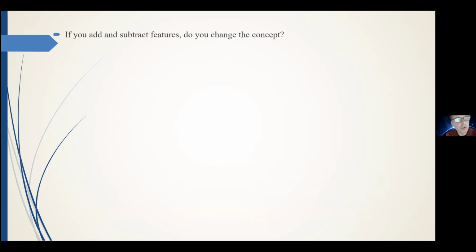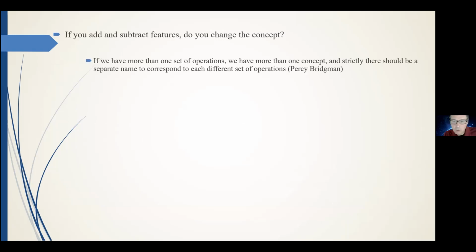Now, there's an old question in philosophy of science: if you add and subtract features, do you change the concept? And here's a quote from Percy Bridgman, who introduced the notion of operational definitions. If we have more than one set of operations, we have more than one concept. And strictly, there should be a separate name to correspond to each different set of operations. So Bridgman, infamously, said that.